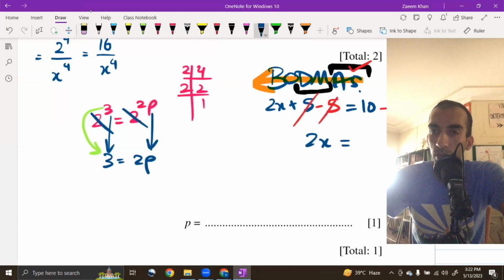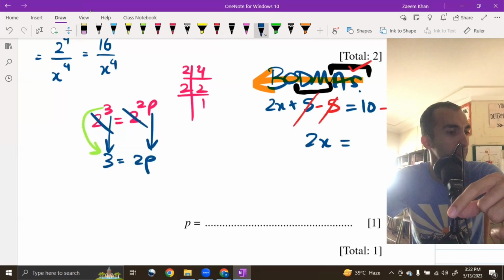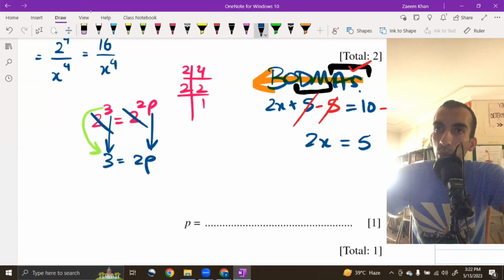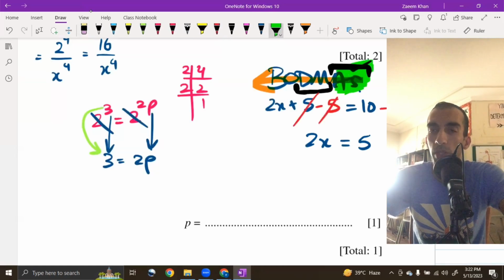We're left with 2x is equal to, what is 10 take away 5? 5. Excellent. We're done with this part. We've just done subtraction, and there's nothing left for addition as well. So we're done with addition as well. I mean, there's no plus sign or minus signs left. Now we're coming back to the part where it's M and D.